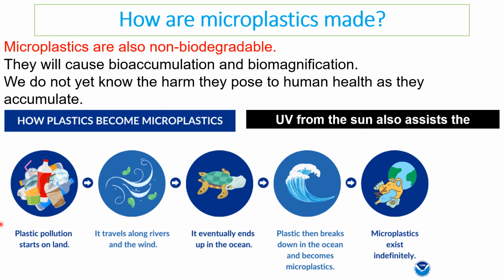The plastics basically start on the land to cause this. It then travels along the rivers. It'll end up in the oceans, and then the plastic is slowly mechanically broken down by the waves, and they become microplastics, which we believe will exist indefinitely in the oceans unless we can get them out somehow.